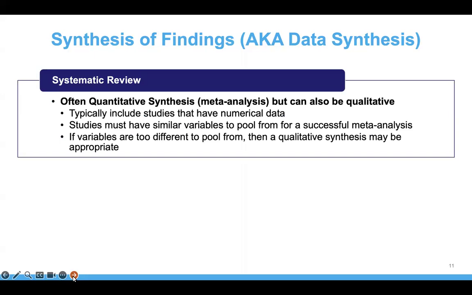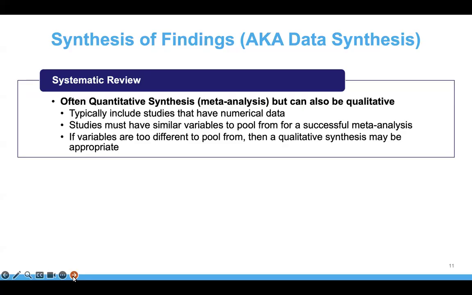This makes sense when you consider the fact that, as we said earlier, with systematic reviews, we are usually looking at a cause and effect relationship. In order to conduct a successful meta-analysis, you need to have studies that address the same research question and have similar variables that you can pull from. Usually, when we're talking about variables, we're talking about outcomes as well as other factors like gender, age, etc. If the variables are too different to pull from, then a qualitative or narrative synthesis may be more appropriate.